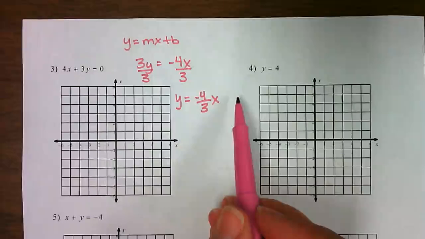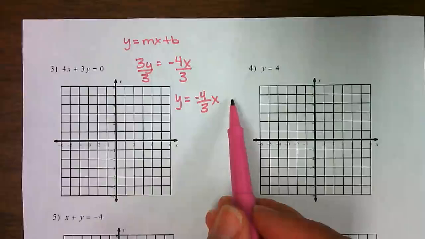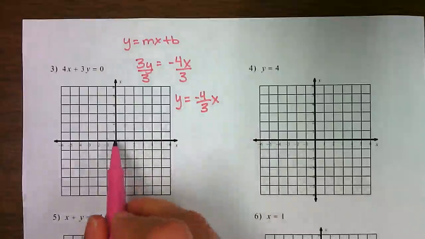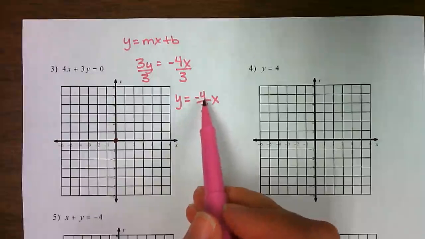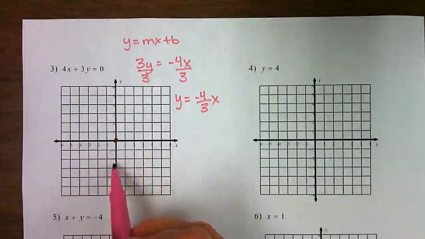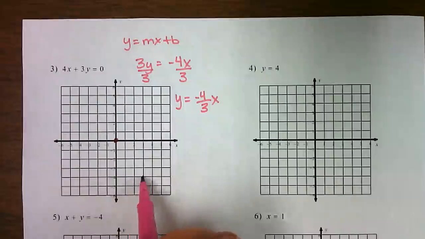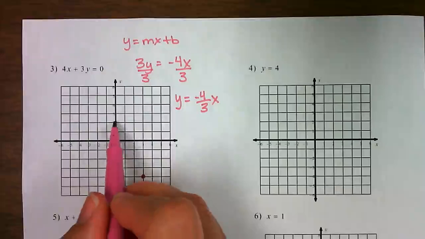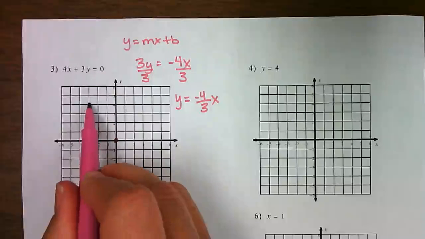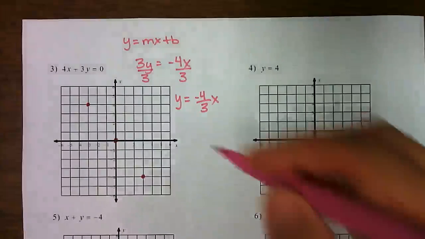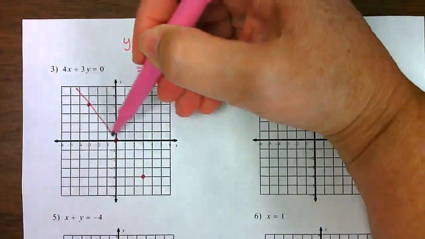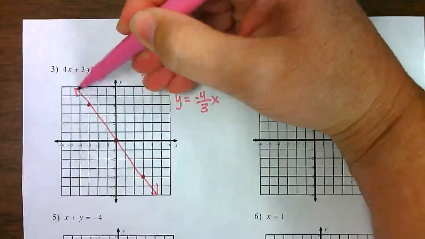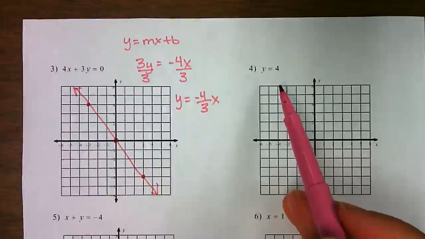There is no y-intercept here. So my y-intercept is 0. It's essentially like having a +0 here, right? So it's going right through the origin, right? And then this is my rise over run. So rise -4, run 3. Rise -4, run 3. That's the same as rise 4, run -3. Because remember, that sign could be on the top or the bottom, just not both. So there's that line.